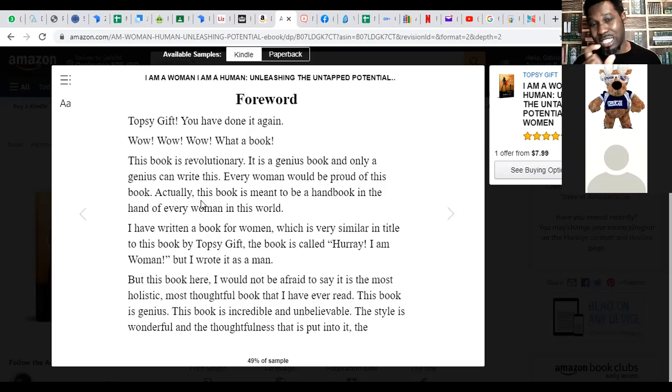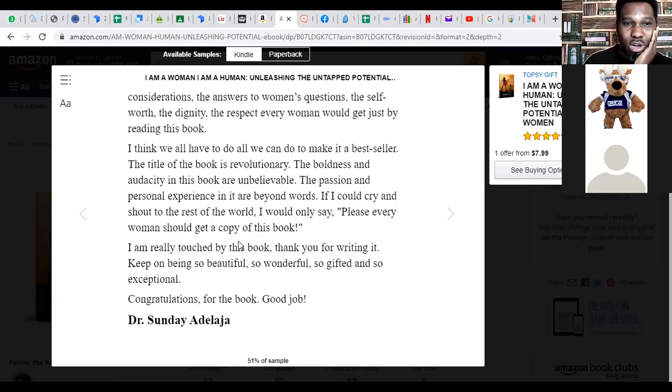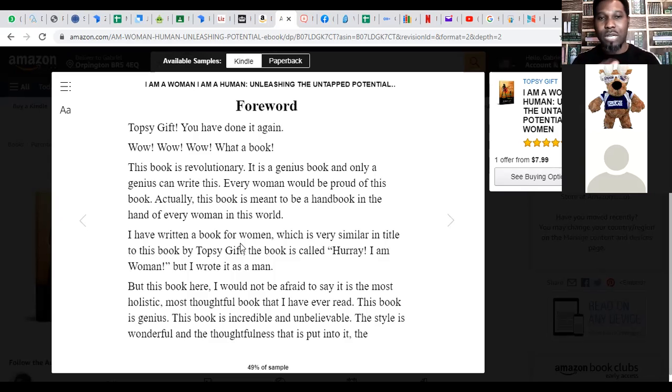Getting a foreword is just an extra advantage, to make people believe in your book and think that your book is good. So that is why you need a foreword. Other than that, it is not a must. Now let's look at this foreword, for example. This foreword was written by Sunday Adelaja for my wife's book.